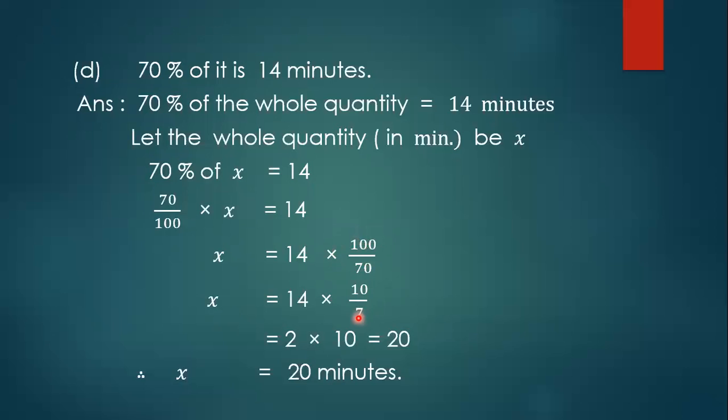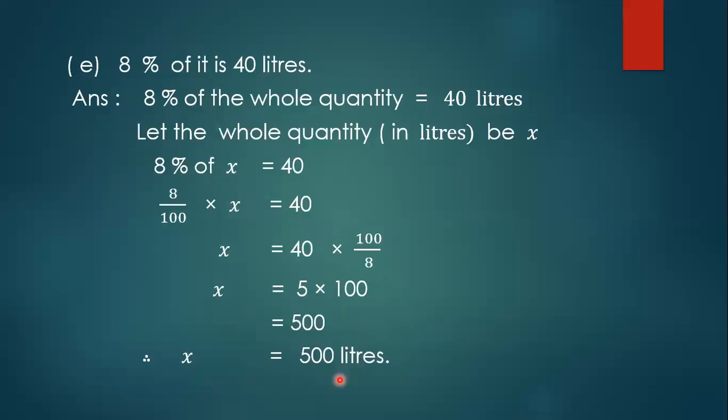Now by 7 we can divide 14. 7 2s are 14. So it will become 2 into 10. 2 tens are 20. Therefore, x is equal to 20 minutes. So children, I hope you have understood this type of question. Now we will see one more question.